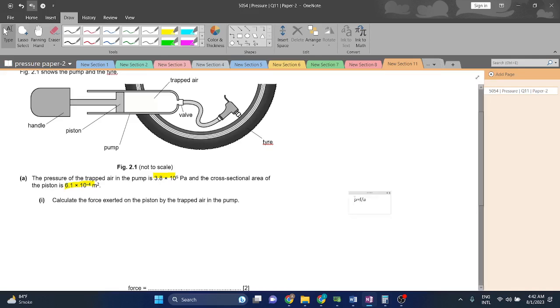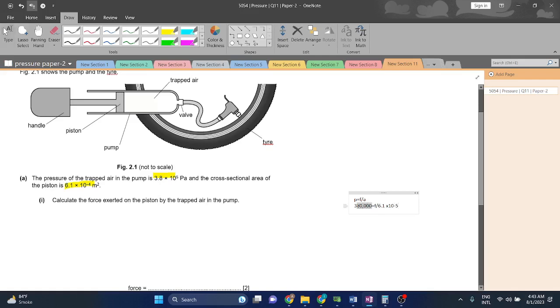Pressure will be 380,000 equals force divided by area, which is 6.1 × 10^-4.